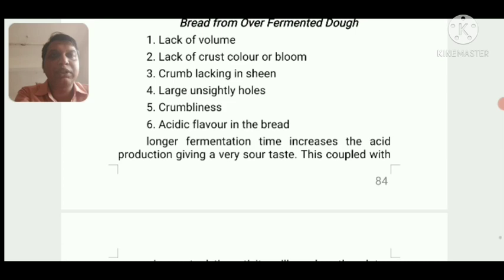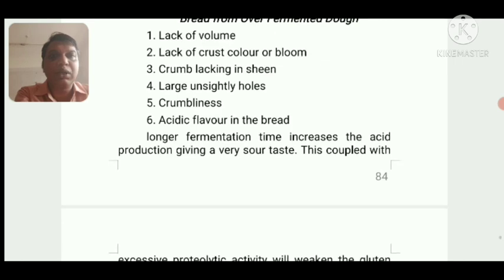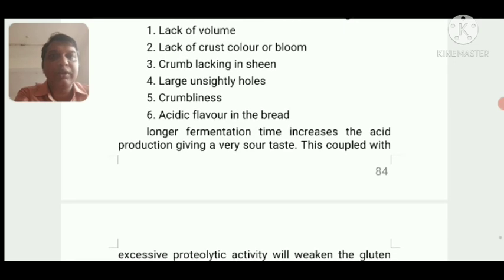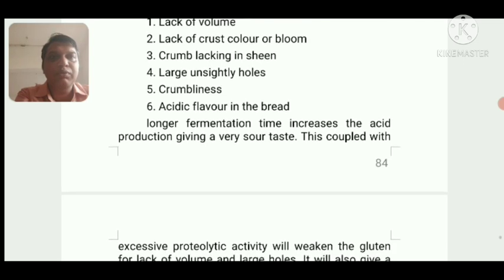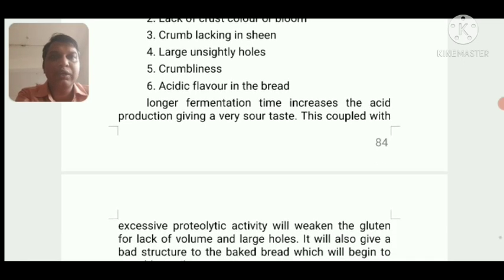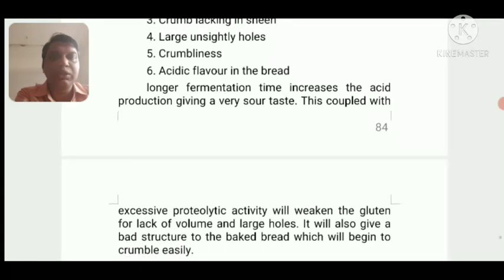As we bake, the maximum of the gas will come up, because over fermentation will also lead to the dissolution of protein strands, and that cannot help them to trap the air. So there are chances of making big holes. So this will again lead to a lack of volume; the desired volume cannot be obtained. Lack of crust, color or bloom, again the same things. Either you do the over fermentation or the under fermentation, both things will happen.